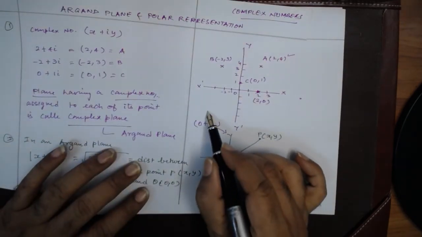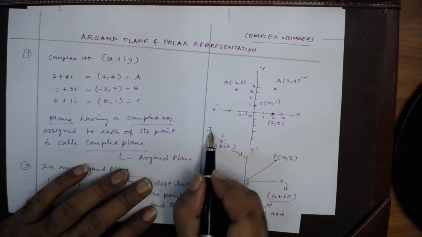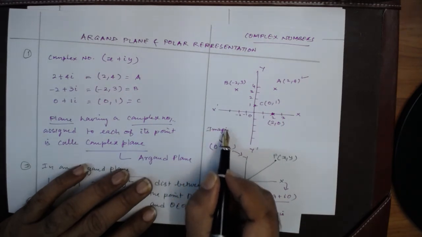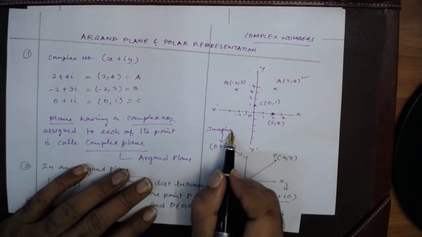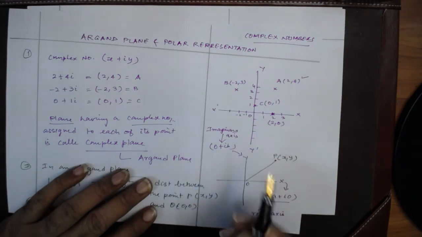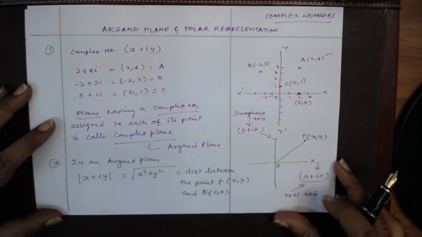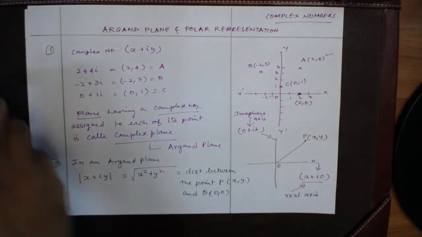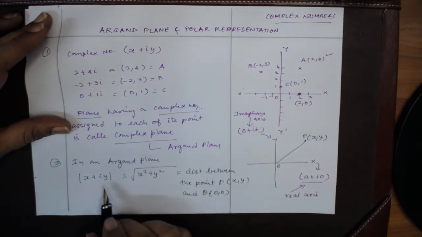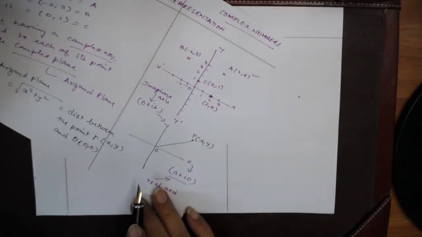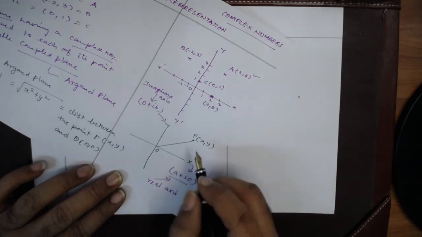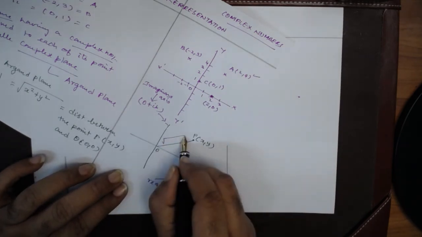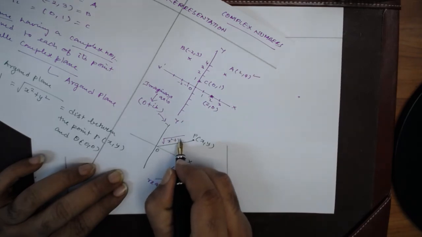And this is known as the imaginary axis because it is associated with the y-axis. And both of them together make up the Argand plane. And this OP is nothing but the modulus of the complex number x plus iy. So according to this, it is nothing but the square root of x squared plus y squared, which is nothing but OP, the distance formula.